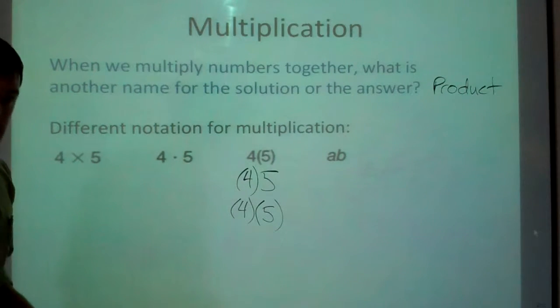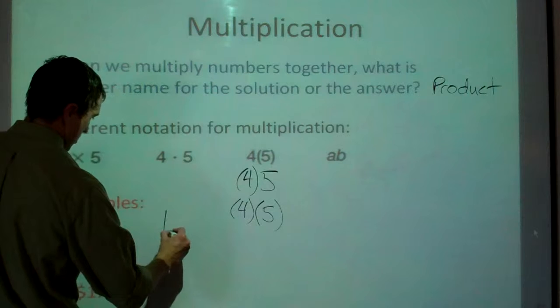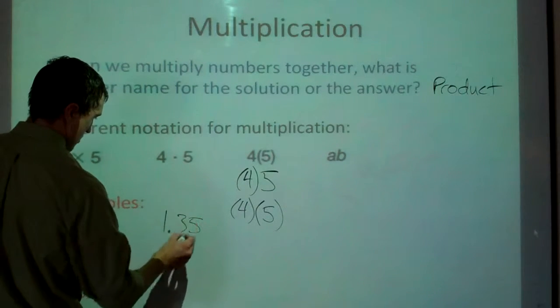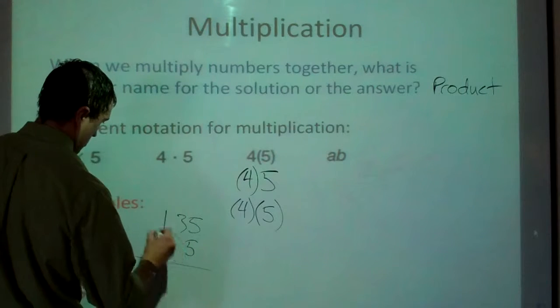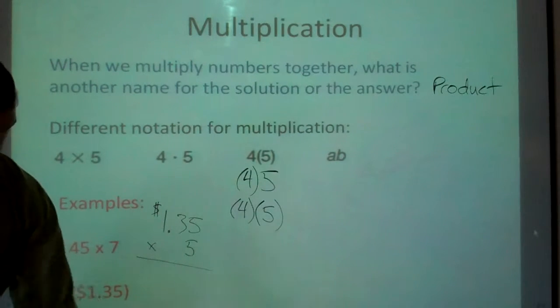And just so that we could see what it looked like with the parentheses, these are just a couple examples. This one being the most important because a lot of times students forget that if we have a number and then another number inside parentheses, it means multiply. So this is one that came up quite a bit. This actually means 5 times $1.35. So we set it up, 1.35 times 5, and we would go ahead and do our multiplying from that point. All right.